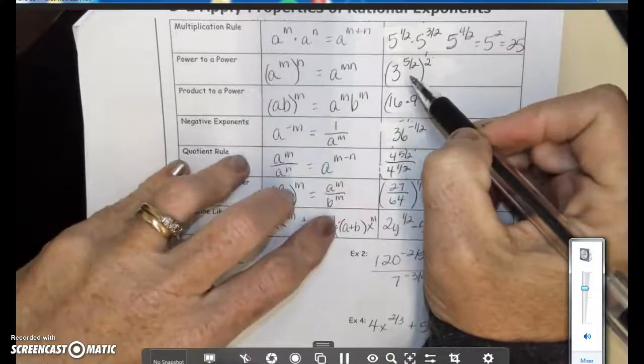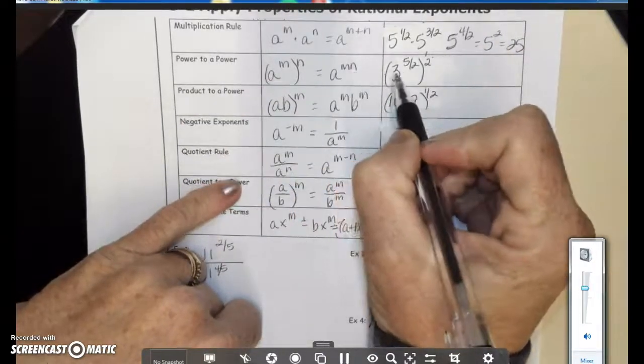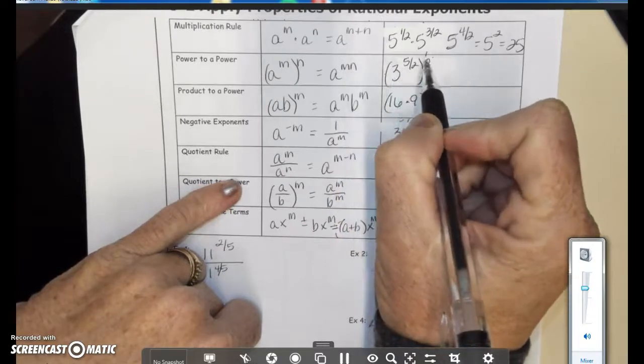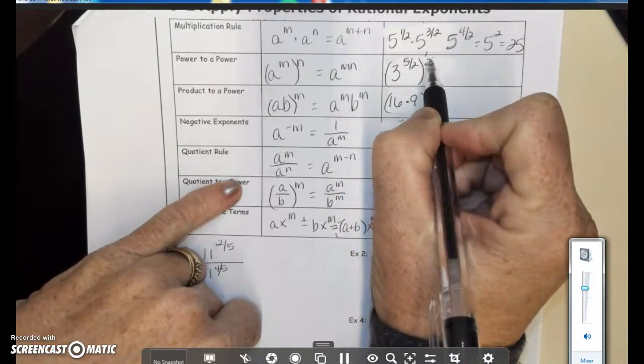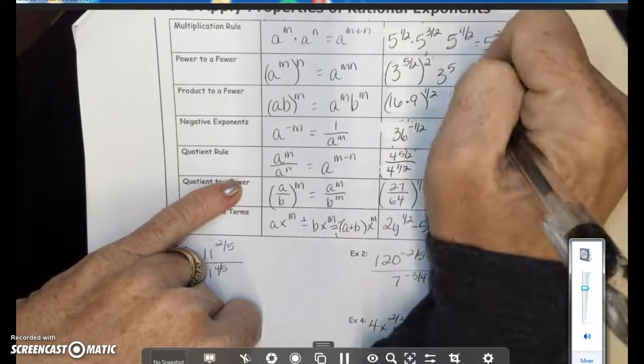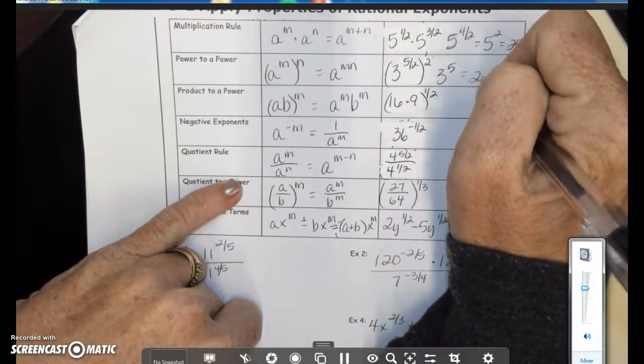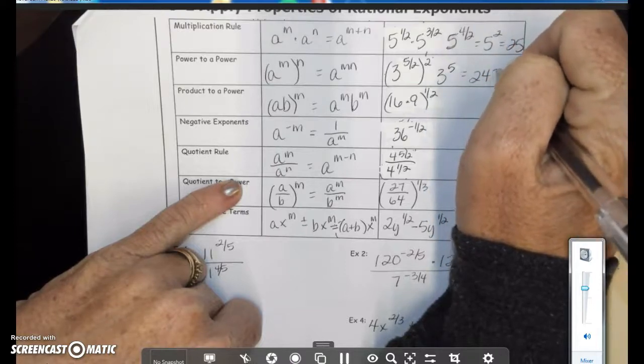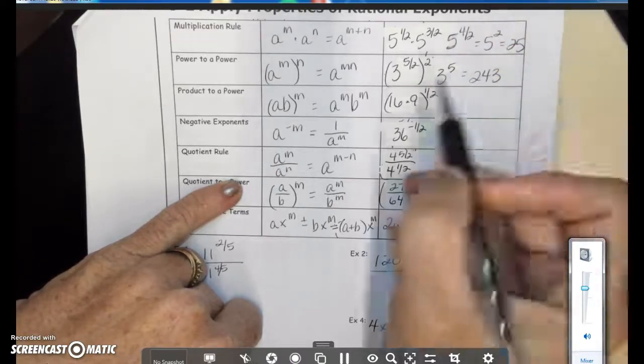When you raise a power to a power, you multiply those exponents. So you've got 3 to the 5/2 to the second. Well, 5/2 times 2, those 2's would cancel out, and you would just have 3 to the 5th, which is 243, I believe. Yes. Okay.